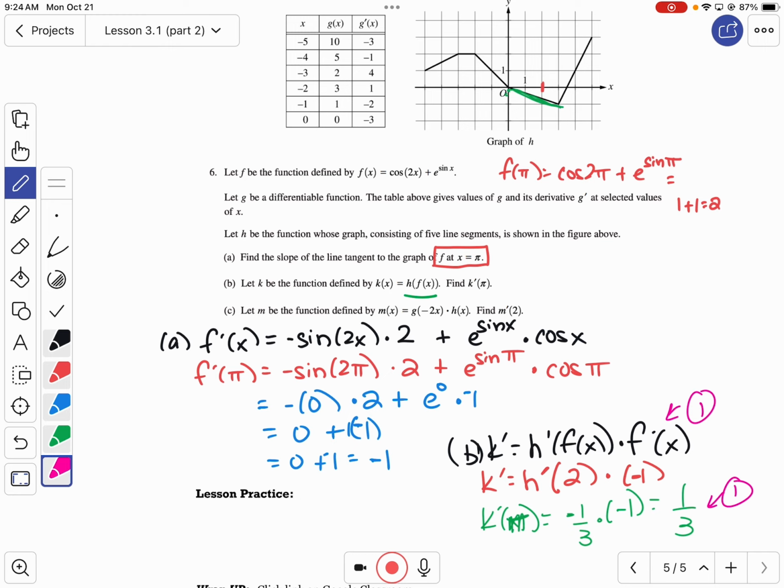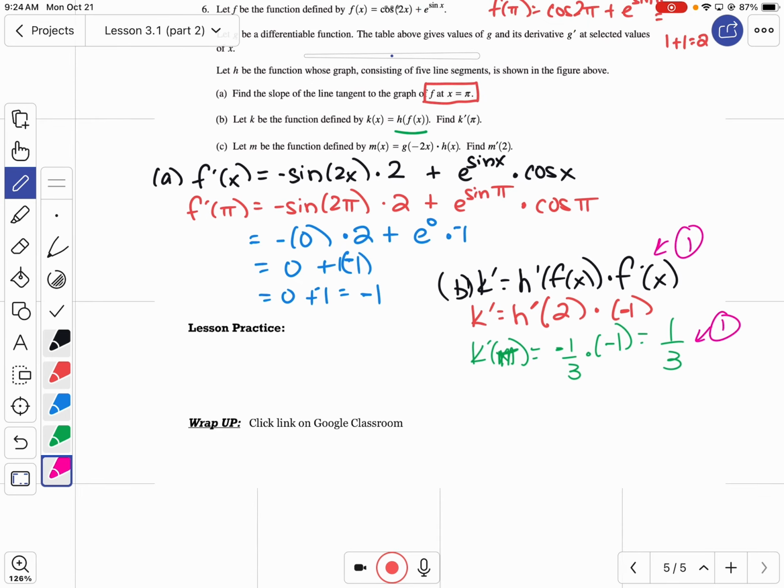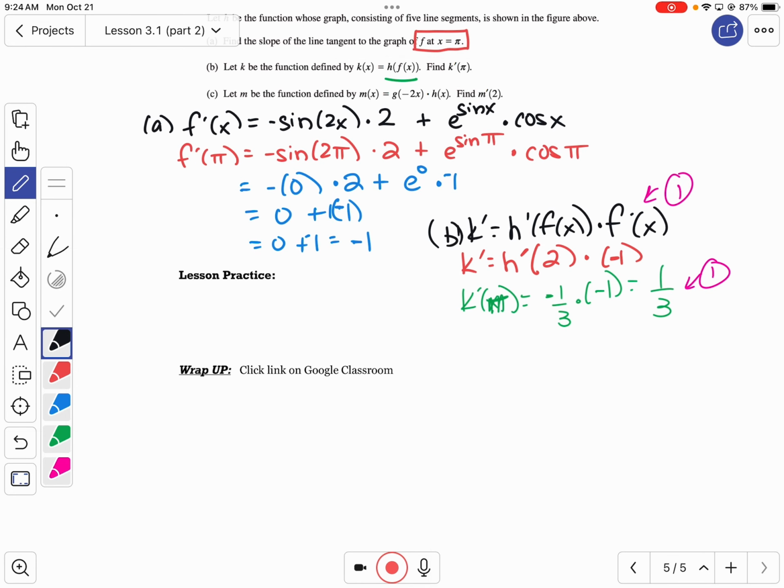All right, last one. Let m be the function defined by m of x equals g of -2x times h of x. So this time we have a composition and a product, right? And we want to evaluate at 2. So let me jump down here. For part C, m prime, let me just rewrite it first. m of x is going to equal g of -2x times h of x. So it's a product rule first.